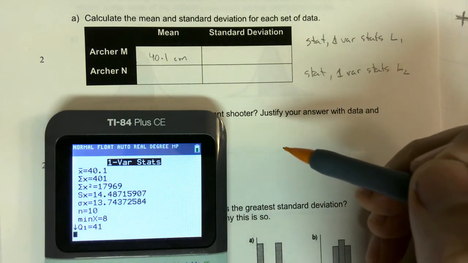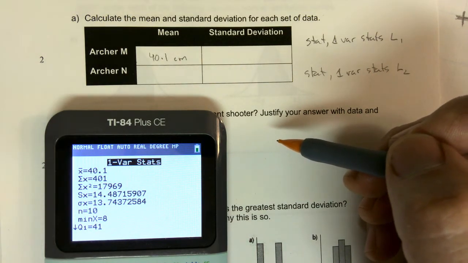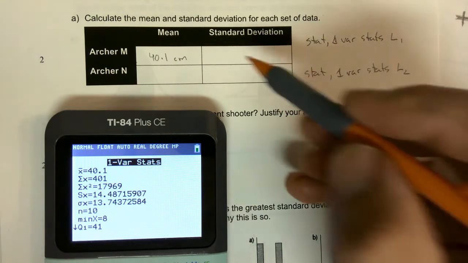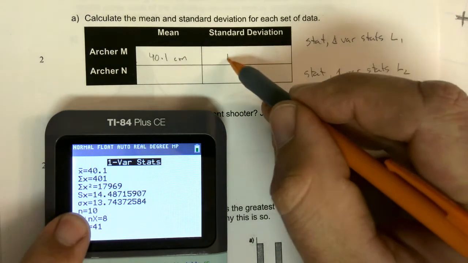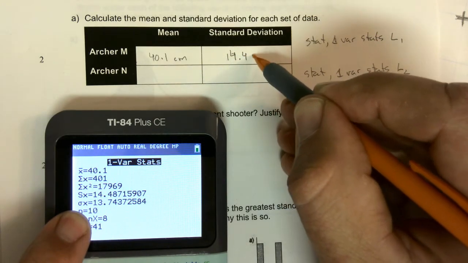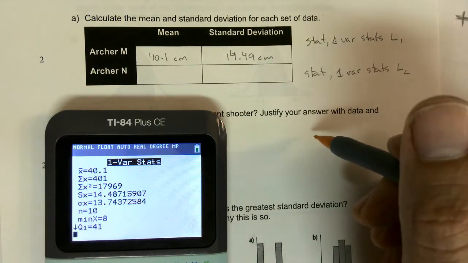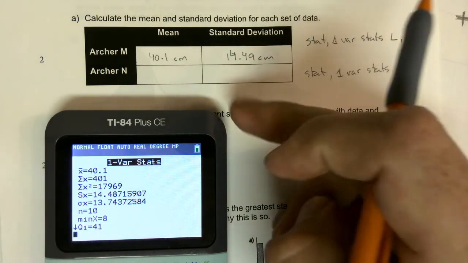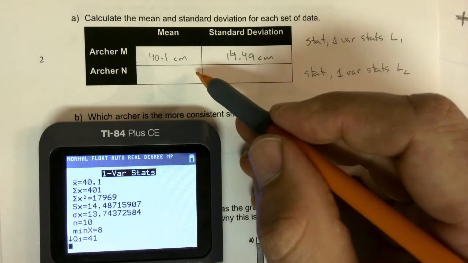That's very important. Remember the text messages. You've got to make sure you have your units. Is it text messages, right? What is it? And the standard deviation for this particular archer is 14.49 centimeters. We tend to not round these to a whole number, okay? And especially now it's continuous, right? With centimeters, you can have decimals.